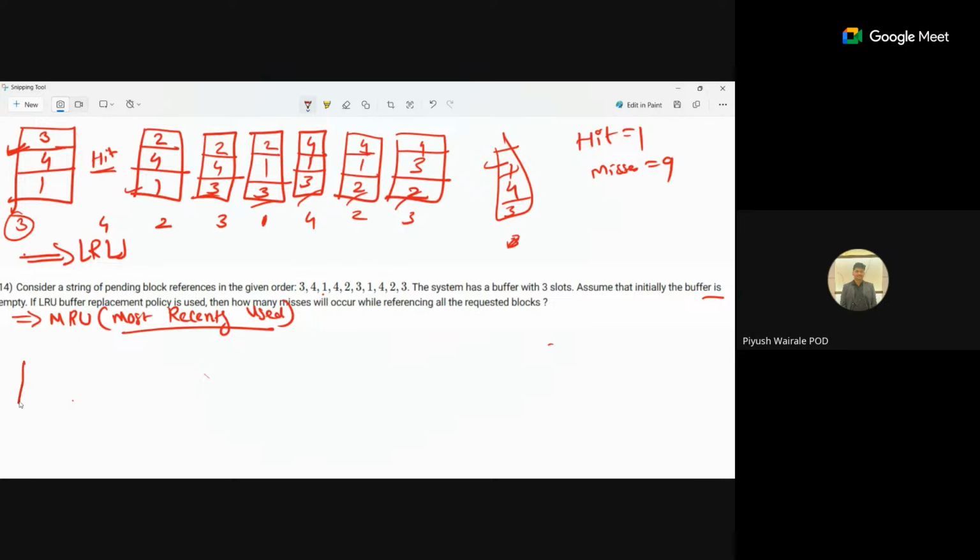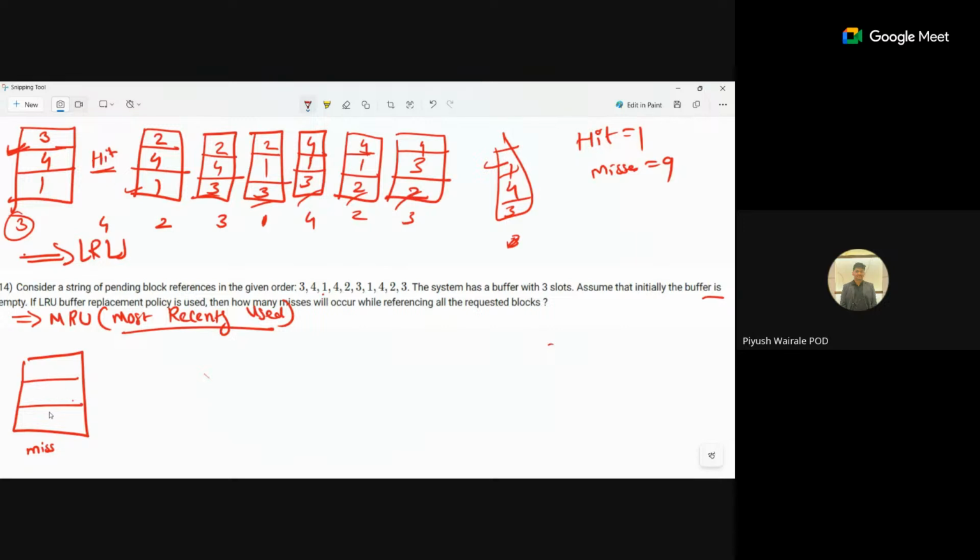So initially, my buffer is empty, right? The first element is 3. I'm going to add that. Miss. Now second, you add it from down? No, we can do anything from top or down. But you should do it in order: first top, then down, then in between. So either from top or from down. Not an issue.